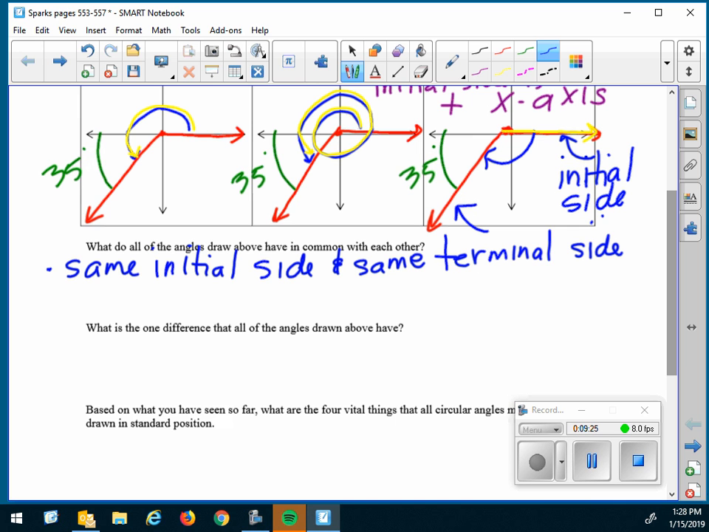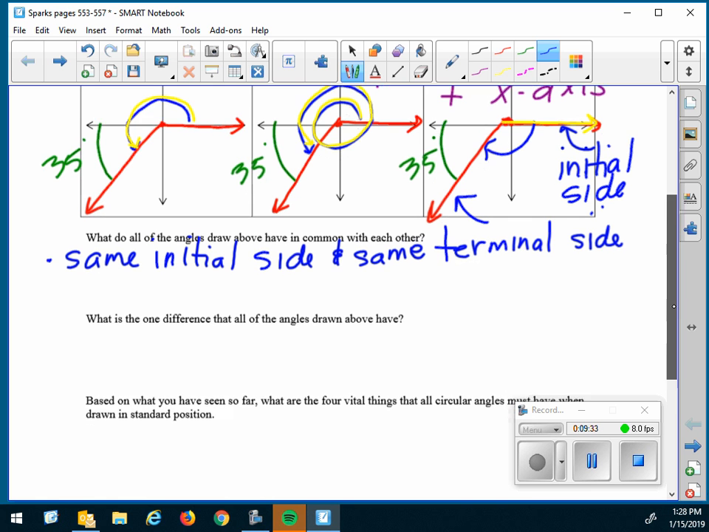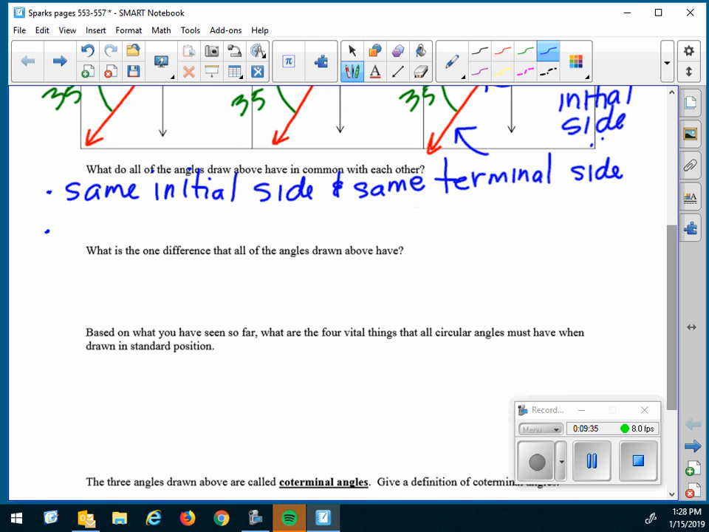What else do they have in common? That 35-degree angle. Now that 35-degree angle has a special name too. It's called the reference angle. These are the only two bullet items we're going to put under this, by the way. Same reference angle. Are you okay with that little notation for angle?